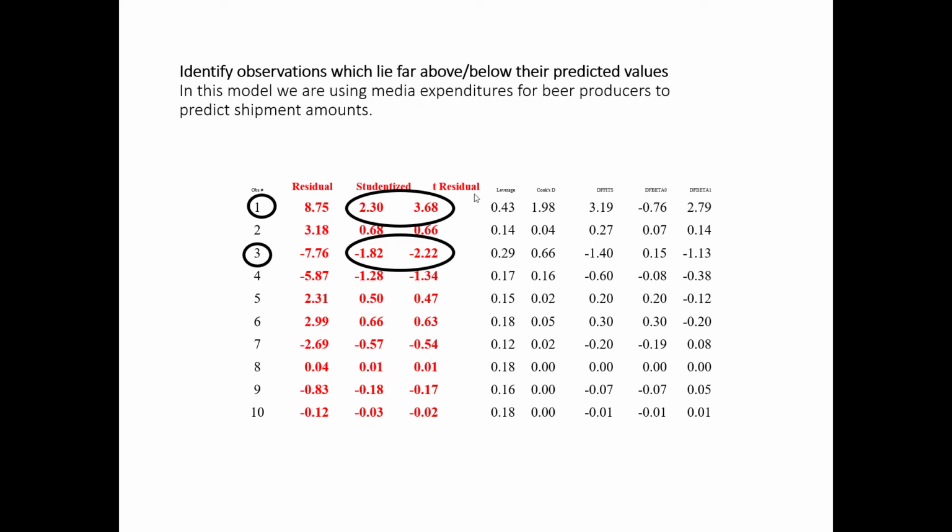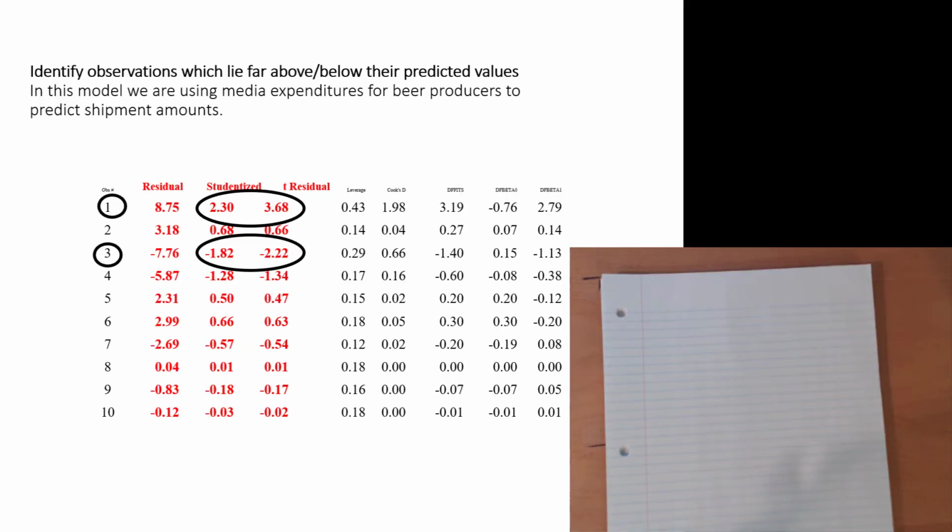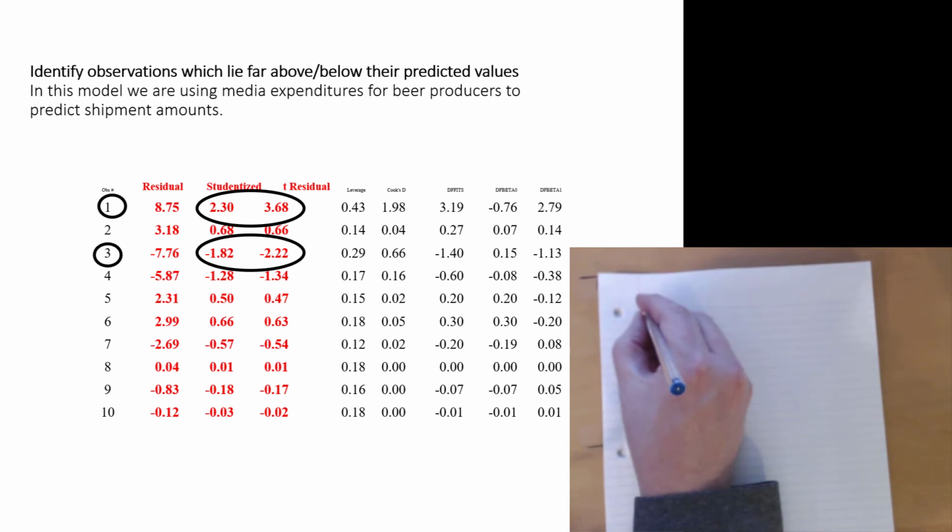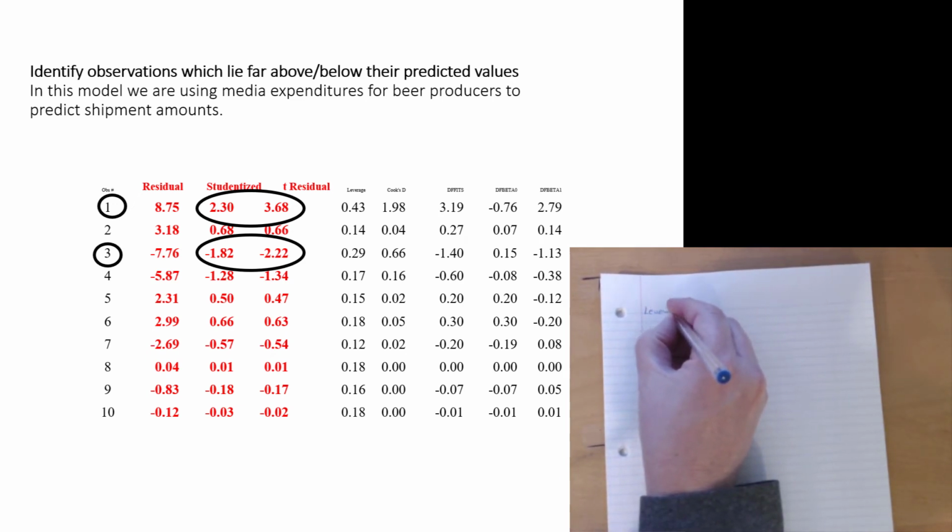Now for leverage, DF fits, and DF beta 0 for the intercept and DF beta 1, we depend a little more on calculating cutoff values. Those depend more on finding cutoff values for those particular measures, and then using them to identify whether an observation is influential or not. So let's do that right now. Let's look at that leverage statistic.